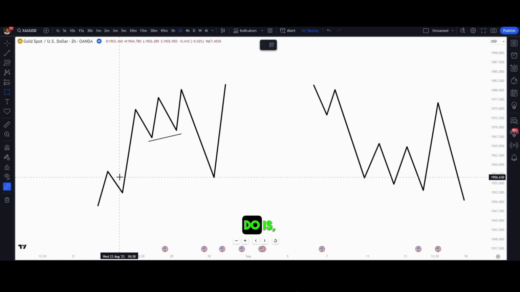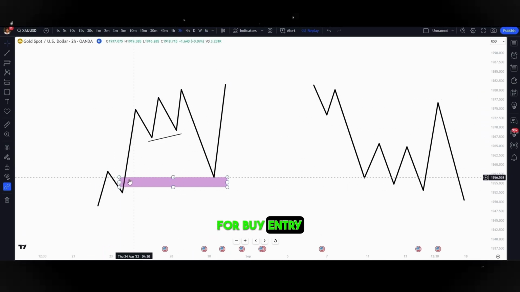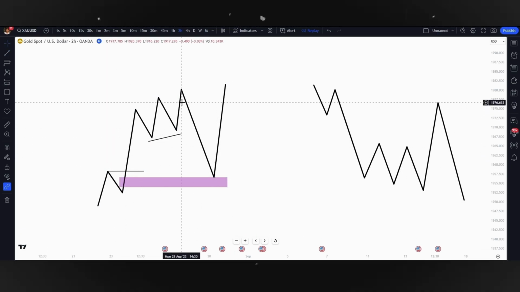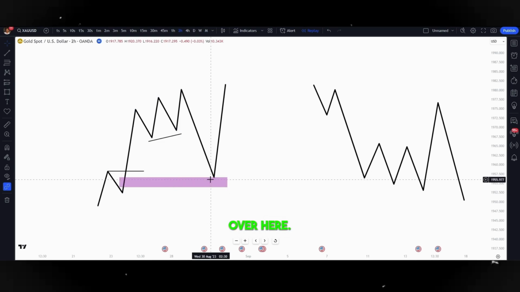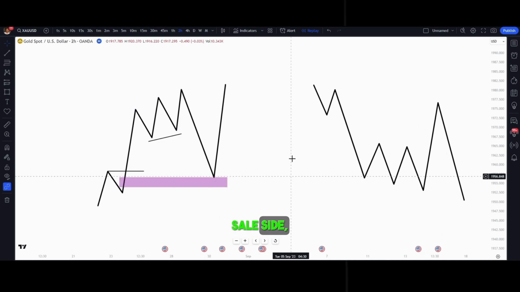So what we can do is, instead of looking for a sell entry over here, we can look for a buy entry at this order block. So this is a break of structure. There is also liquidity, and there is also an order block over here. I will also show you some examples on gold. And for the sell side, it's the same.